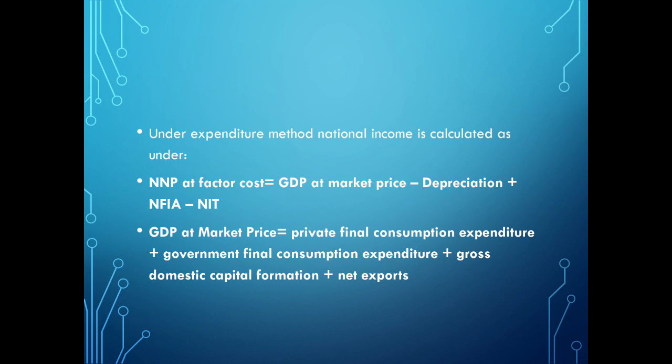Under the expenditure method, national income is calculated as follows: national income at factor cost is equal to GDP at market price minus depreciation plus NFIA minus NIT. NFIA is net factor income from abroad and NIT is net indirect taxes. Here GDP at market price is the aggregation of all the components of final expenditure, means private final consumption expenditure plus government final consumption expenditure plus gross domestic capital formation plus net exports.